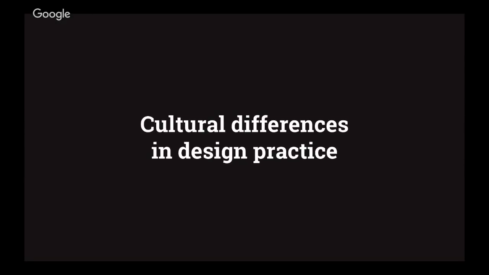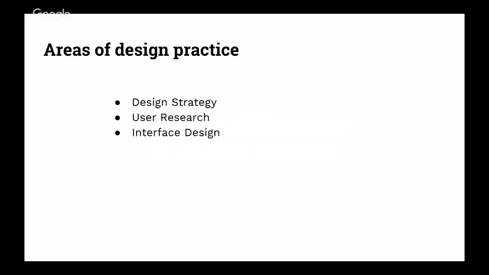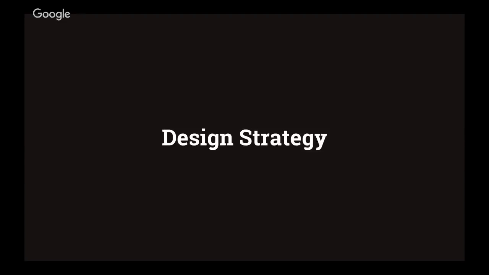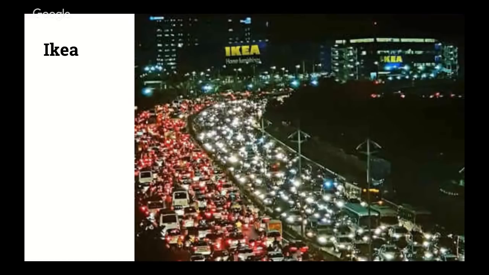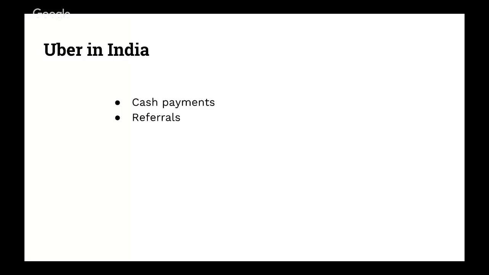So Bindu will tell you a little bit more about cultural differences in design practice. Yes, so if we look at the areas of design practice, we have some examples from design strategy, user research, and interface design. For design strategy, as you know, India recently got its first IKEA, and this picture is from my hometown, where there's a huge traffic jam and everyone's rushing to IKEA. But I chose the example of Uber, comparing my experience in India and in the Netherlands.